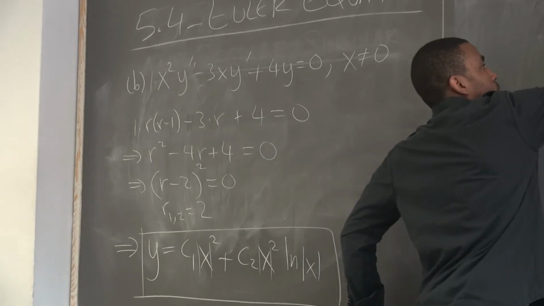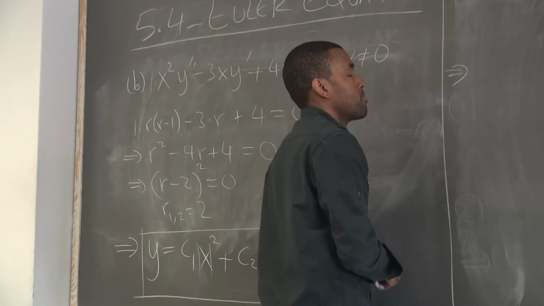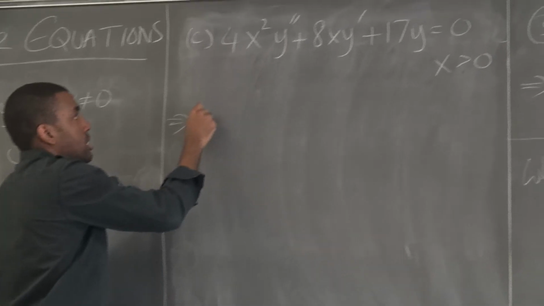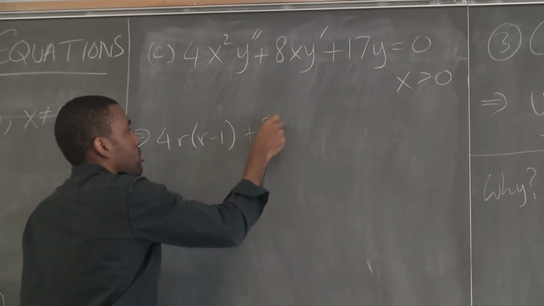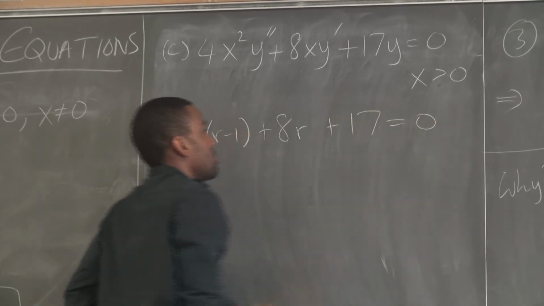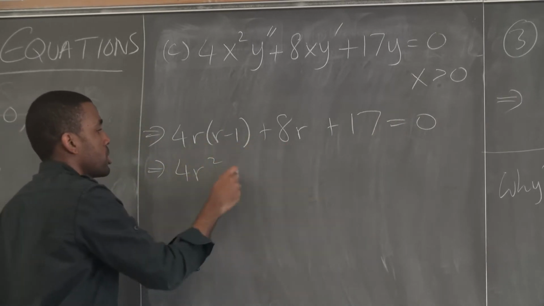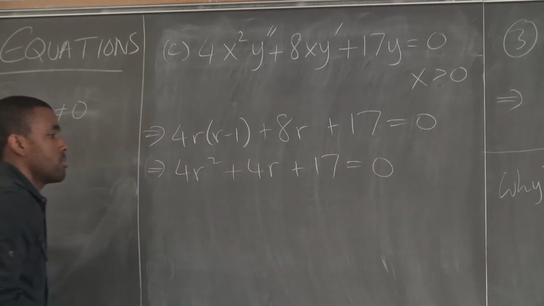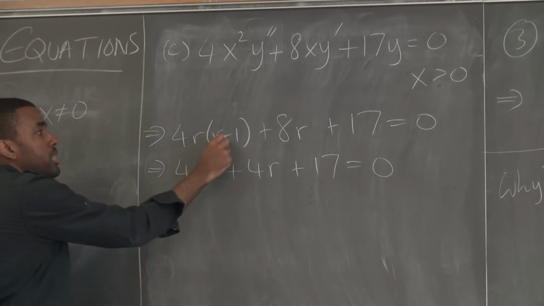Here x is greater than 0, so we don't have to worry about the absolute values. How do we solve it? What's the equation? 4r times r minus 1 plus 8r plus 17 equals 0. So this would give us 4r squared minus 4r plus 8r plus 17. Minus 4 plus 8r, which is 12. It's a minus sign. Oh, sorry.